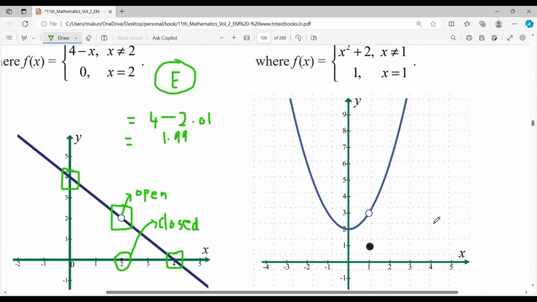And here we have a very similar situation, right? So without much explanation, this is again the graph of a parabola. But the difference here is at x equals 1, the graph does not follow the parabola. It takes a value equal to 1, which is shown by this closed circle here. And at x equals 1, it is not a part of x square plus 2, which is the parabola, shown by the open circle here, right?